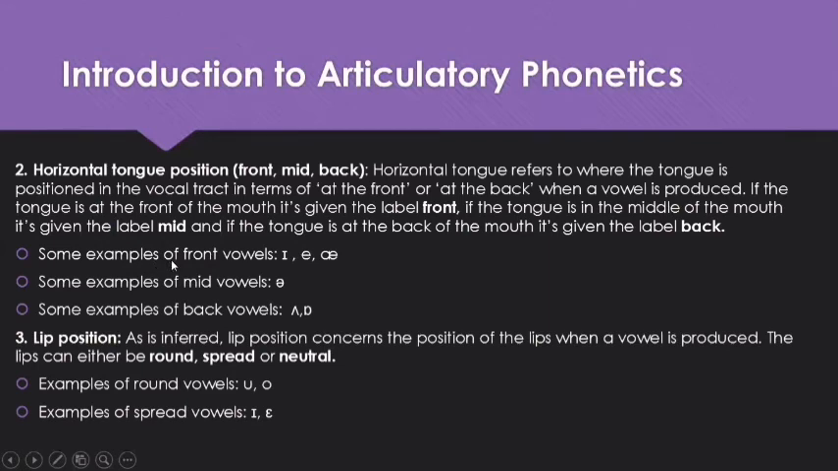Point 1. Some examples of front vowels. Point 2. Some examples of mid vowels. Some examples of back vowels like this. 3. Lip position. As is inferred, lip position concerns the position of the lips when a vowel is produced. The lips can either be rounded, spread, or neutral. Examples of rounded vowels. Examples of spread vowels like this.